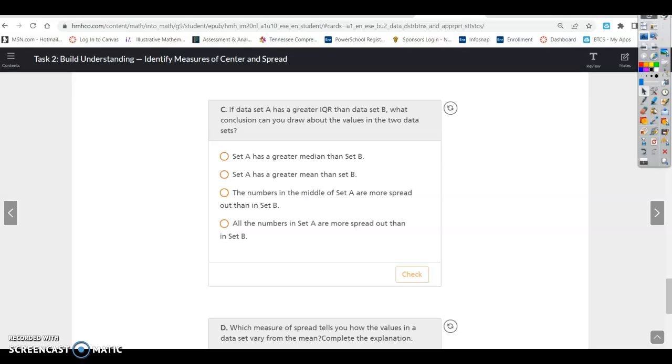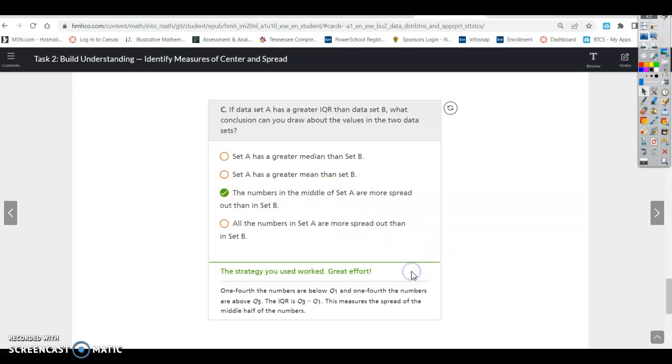All right, if data set A has a greater interquartile range than data set B, what conclusion can you draw about the values in the 2 data sets? All right, set A has a greater median. Set A has a greater mean. The numbers in the middle of set A are more spread than set B. All the numbers in set A are more spread out than set B. Okay, so if we're talking about the interquartile range, if data A has a greater interquartile range, that means the numbers in the middle of set A are more spread out than set B.